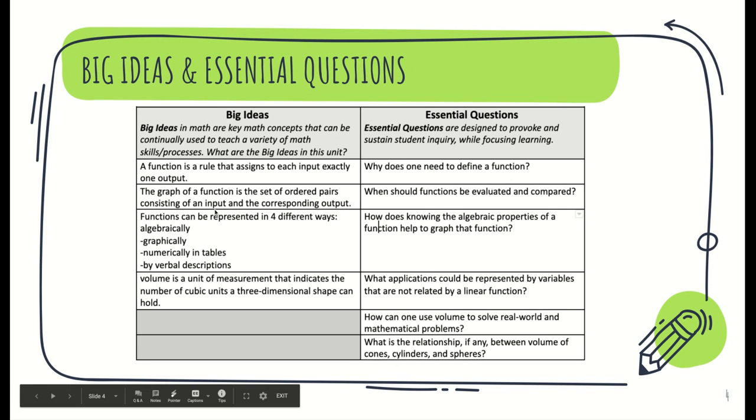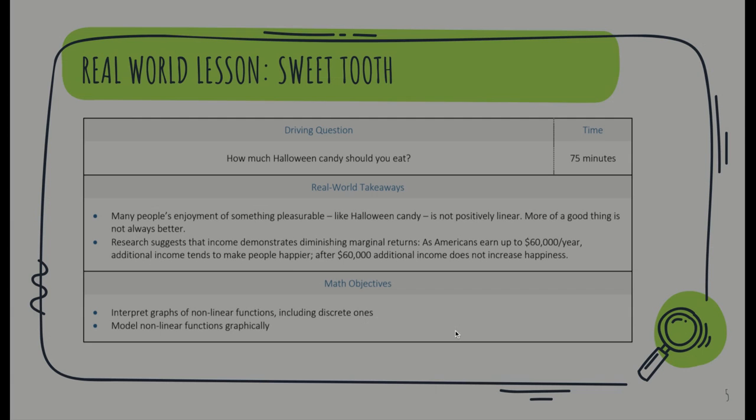As we go through this unit, we're going to constantly come back to the fact that a function is a rule that assigns to each input exactly one output. Functions can be represented in four ways: algebraically, graphically, numerically in tables, and by verbal descriptions. Also, volume is a unit of measurement that indicates the number of cubic units a three-dimensional shape can hold. As we go through the lesson, we're going to constantly wonder, why does one need to define a function, and how can one use volume to solve real world and mathematical problems?